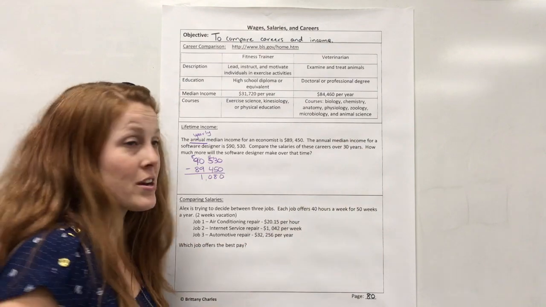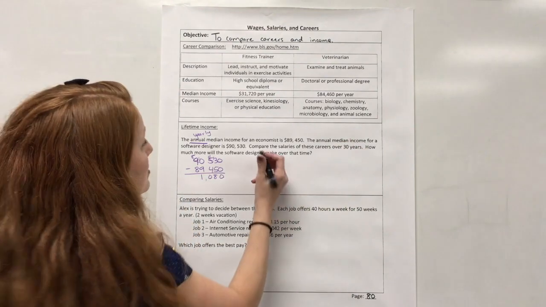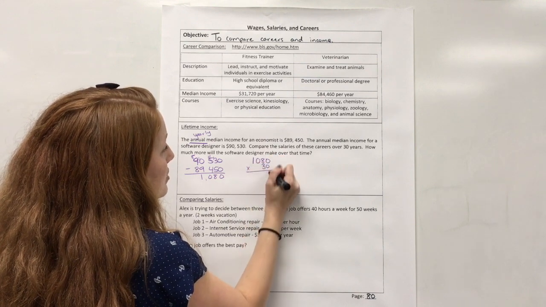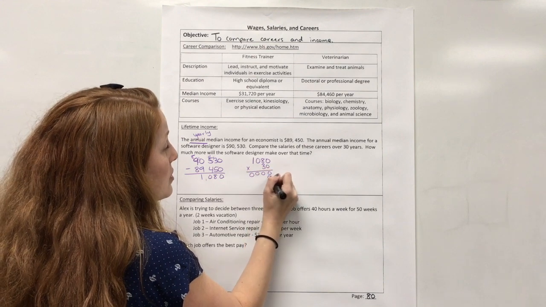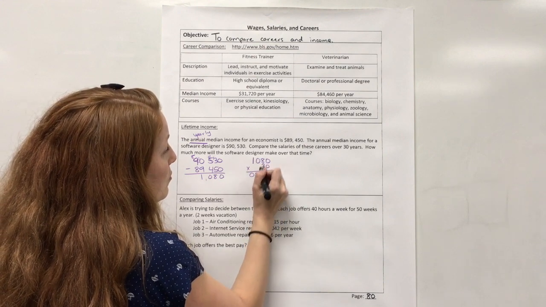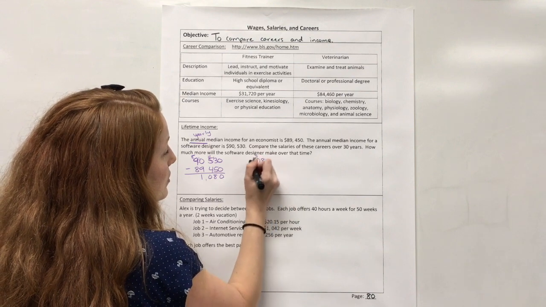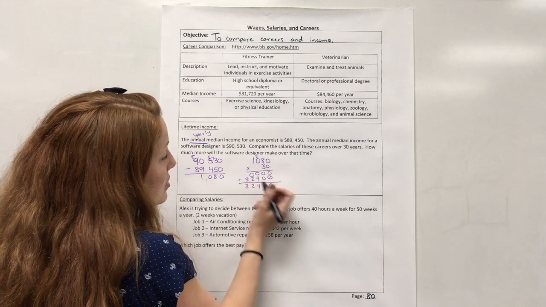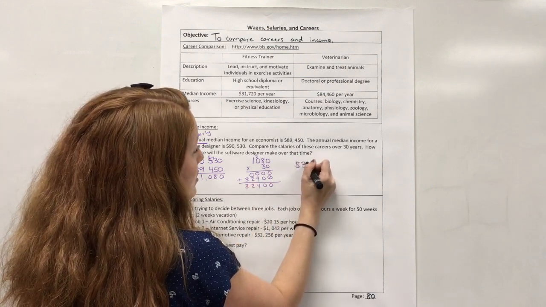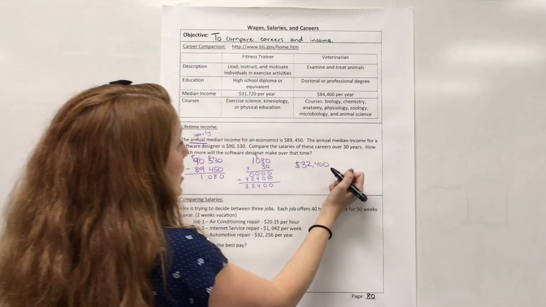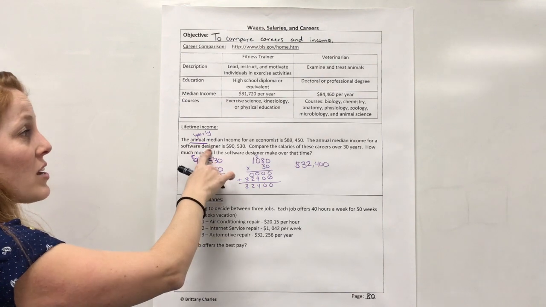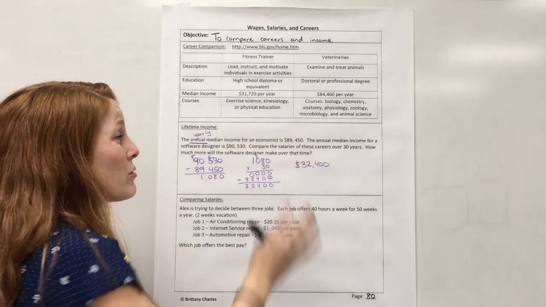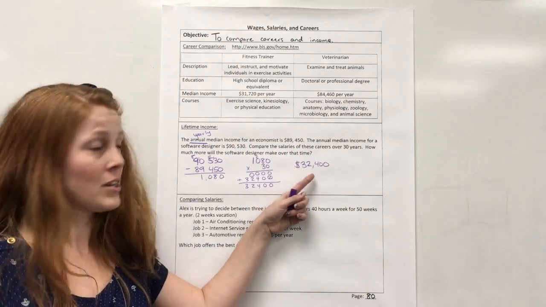So then over 30 years, well, I know it's going to be a little over 30, so let's see. 1080 times 30. So 0, 0, placeholder, 0, 3 times 8 is 24, then 0, 0, 4, 2, 3. So that would be $32,400. That's how much more that the software designer is going to make than an economist after 30 years. Now, these two salaries are really close, so it's not a huge difference, okay?